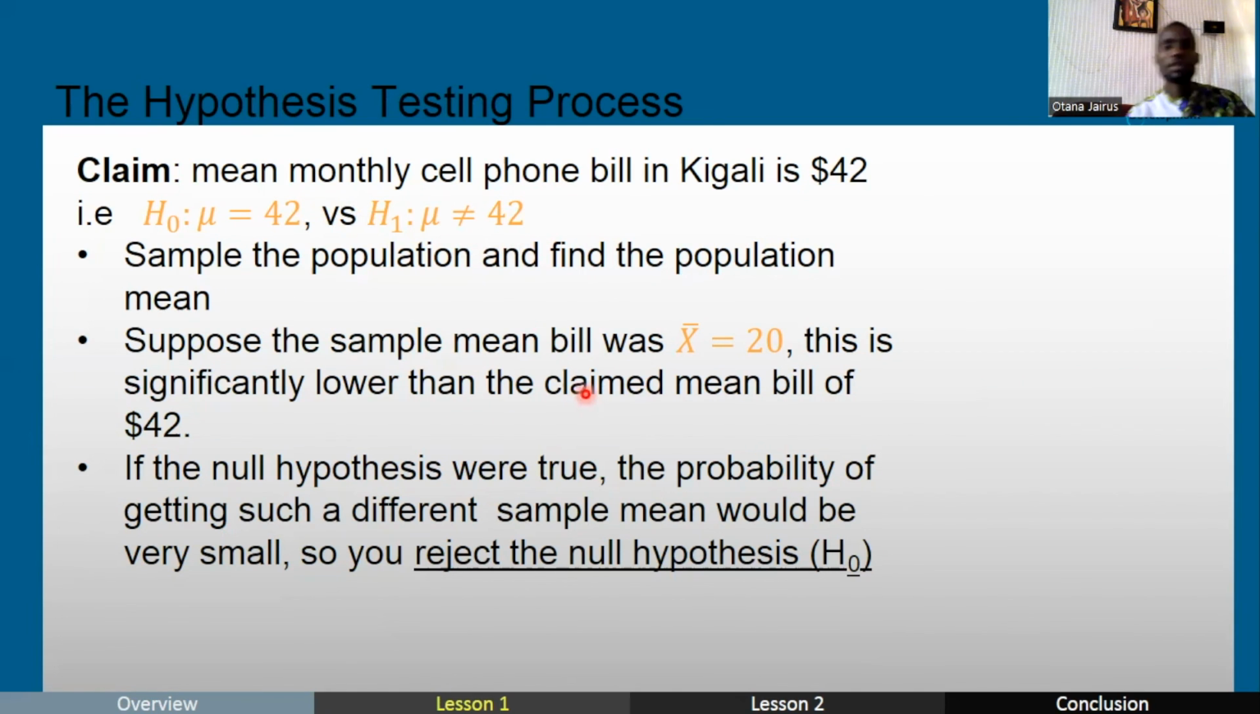Okay? So now if the null hypothesis were true, the probability of getting such a different sample mean would be very small. Remember the null hypothesis, H naught: mu, or the mean, is equal to 42. If the null hypothesis were true, the probability of getting such a different sample mean would be very small. So you reject the null hypothesis. The null hypothesis is rejected if, after finding that the probability of getting such a different sample mean is small. Because you can see that for our X bar, after you have found the sample mean is $20 and our claim was that the mean was 42, it is significantly smaller. So we reject the null hypothesis.